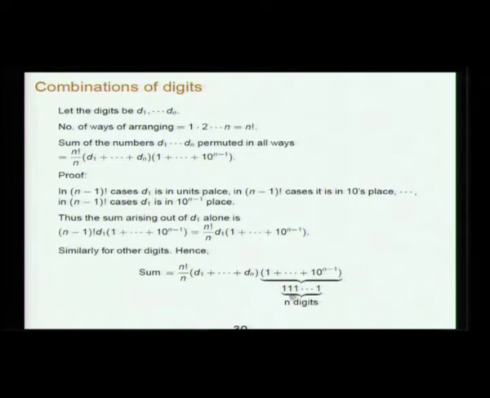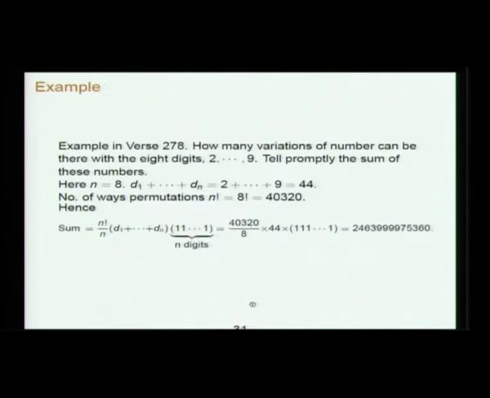This of course is just an n digit number with 1 at each digit. This is what he is saying. So, the example he gives is: 278, how many variations of number can be there with 8 digits 2 to 9, tell promptly the sum of these numbers.